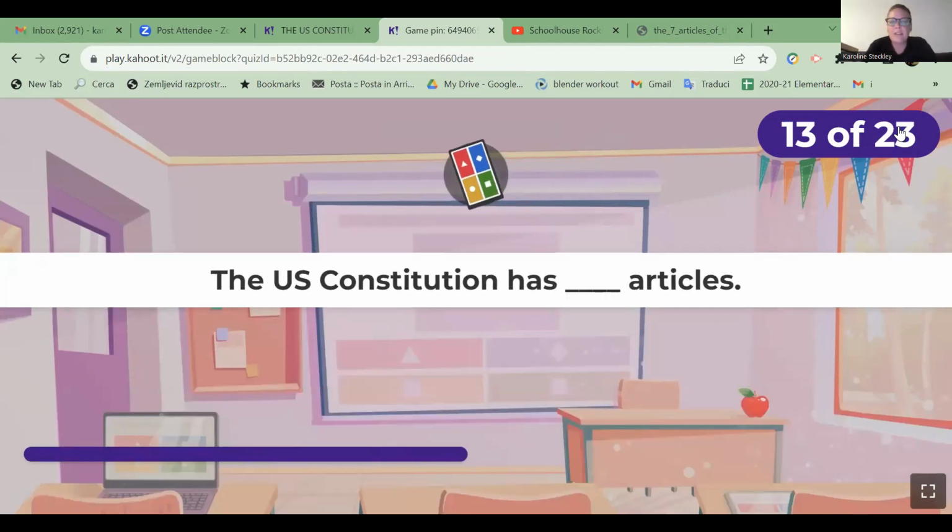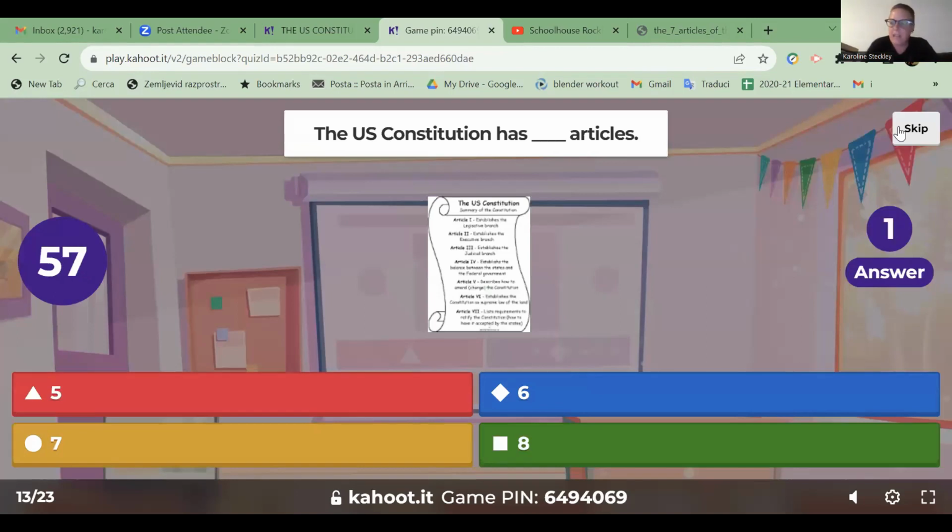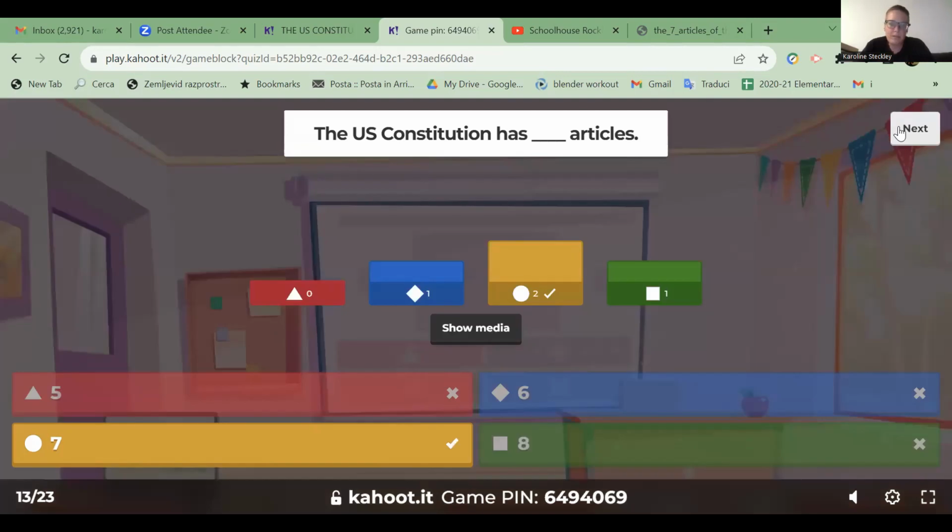Quiz. The U.S. Constitution has how many articles? Those are the parts of the actual Constitution, not the amendments. 5, 7, 6, or 8. There are 7 articles. Remember, the first 3 were just about the government, and the last 4 were the states, amendments, debts, and ratification. Good job.